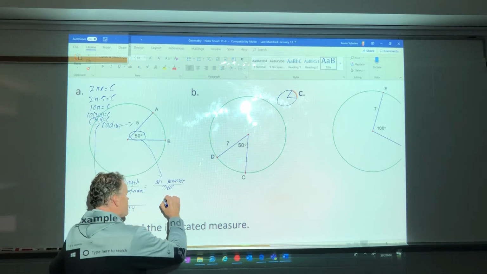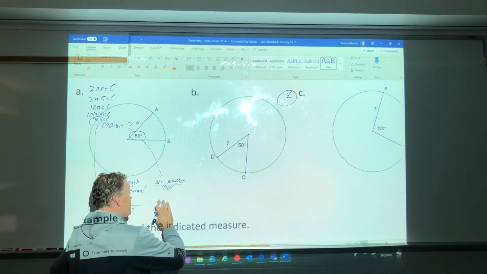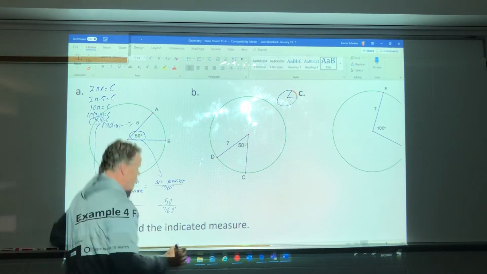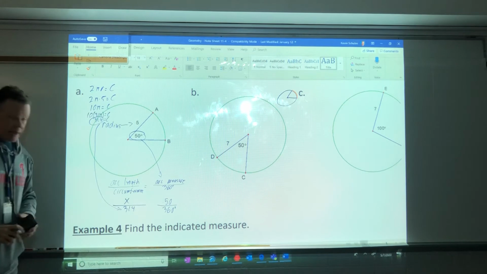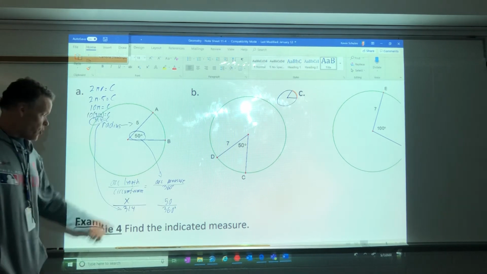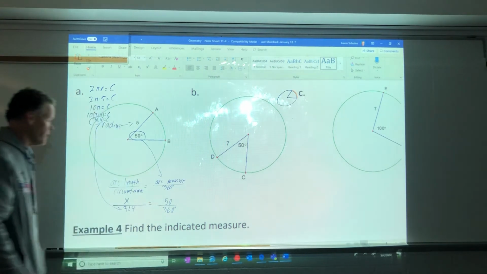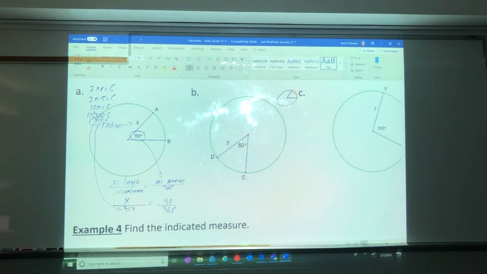So my arc measure is going to be 50 over 360. 360 is our given. We always have that in there. Now, we've set up a proportion. Everybody knows what we have to do with the proportion. We just cross multiply. So 360 times x is going to equal your 31.4 times 50.